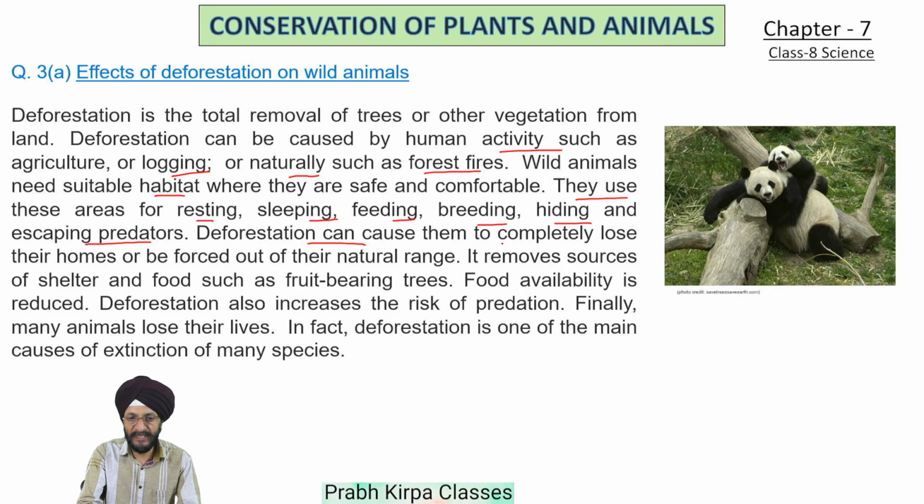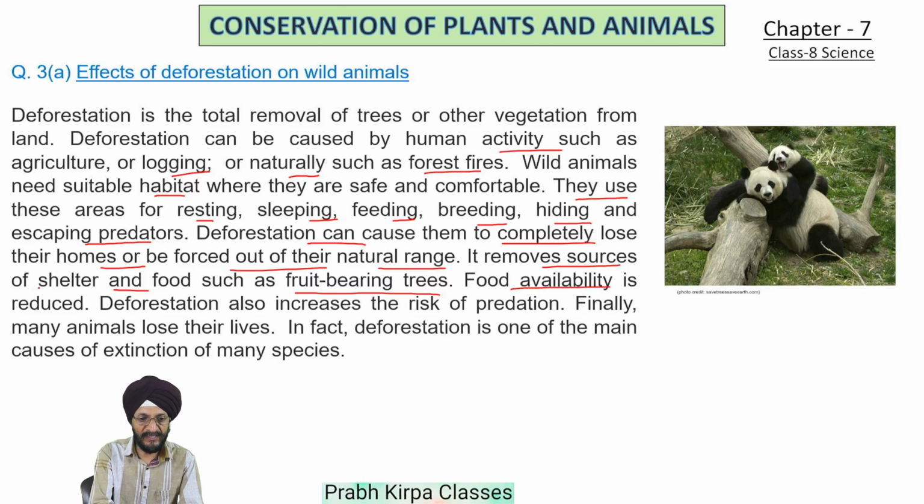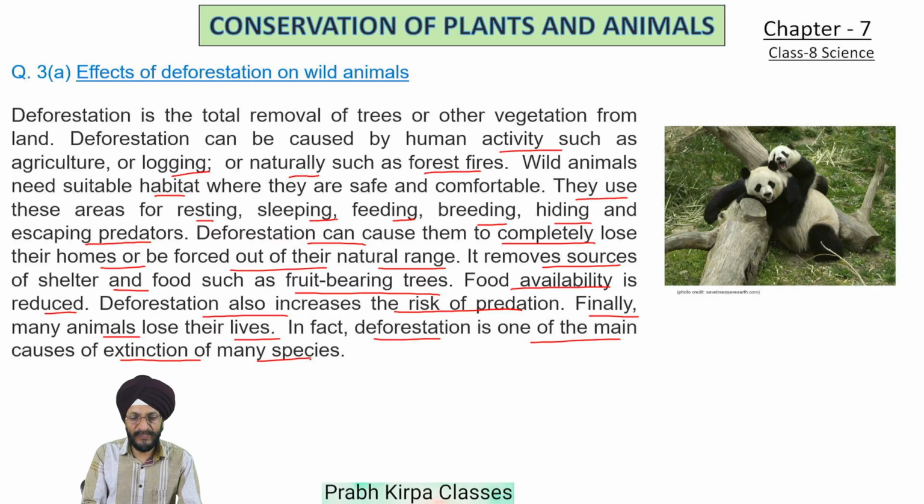Deforestation can cause them to completely lose their homes or be forced out of their natural range. It removes sources of shelter and food, such as fruit bearing trees. Food availability is reduced. Deforestation also increases the risk of predation. Finally, many animals lose their lives. In fact, deforestation is one of the main causes of extinction of many species.